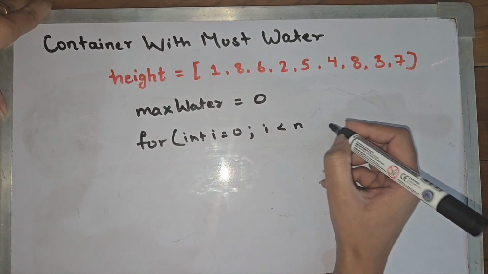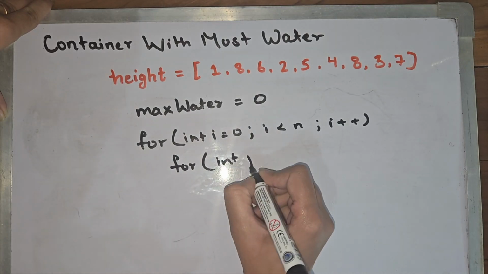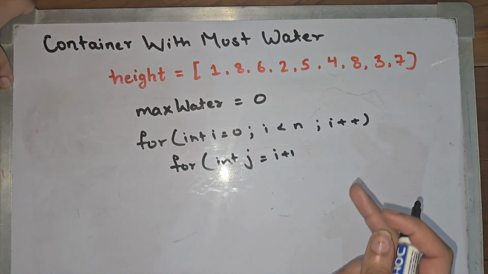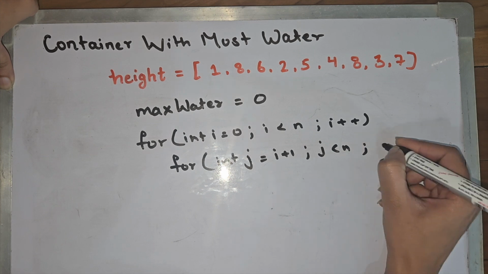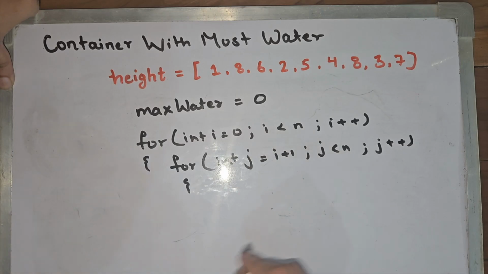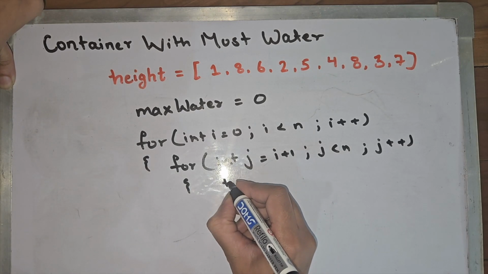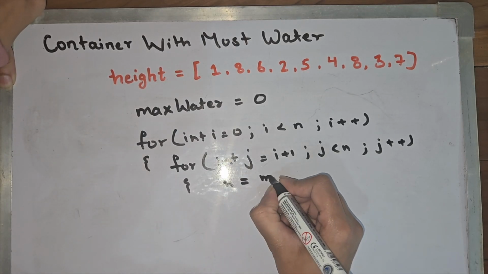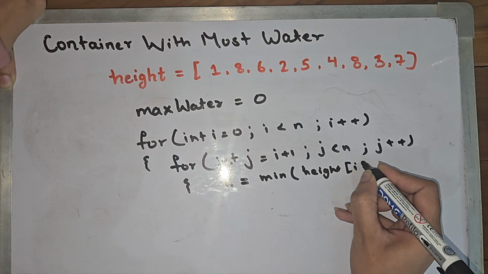where n is the size of this particular array. For j, we will start at i plus 1. So j is equal to i plus 1, and j is also less than n, and j plus plus. Now first we need the height that we will use in our area calculation. That height will be the minimum of the given input's ith element or jth element.